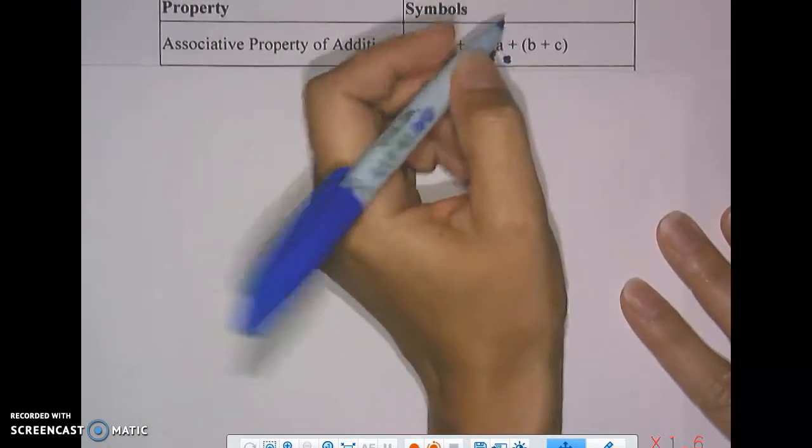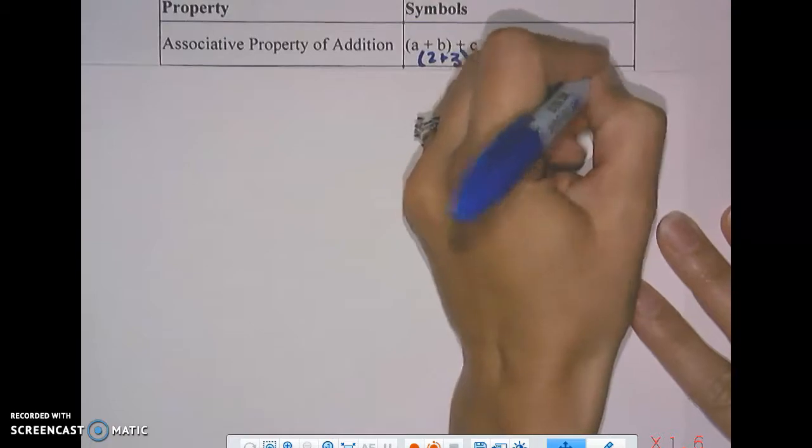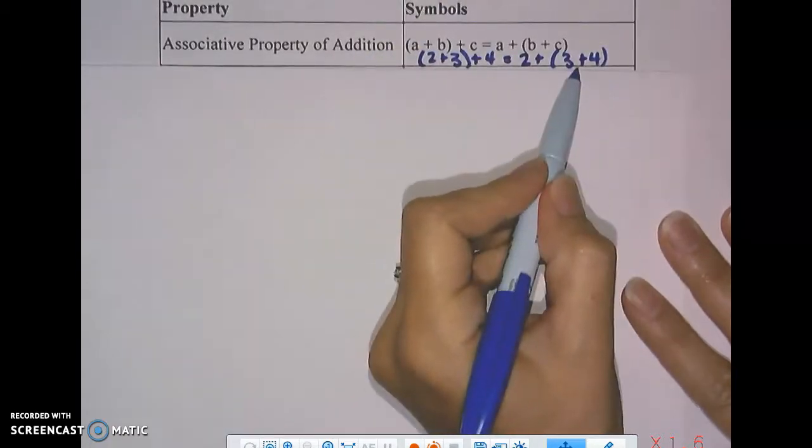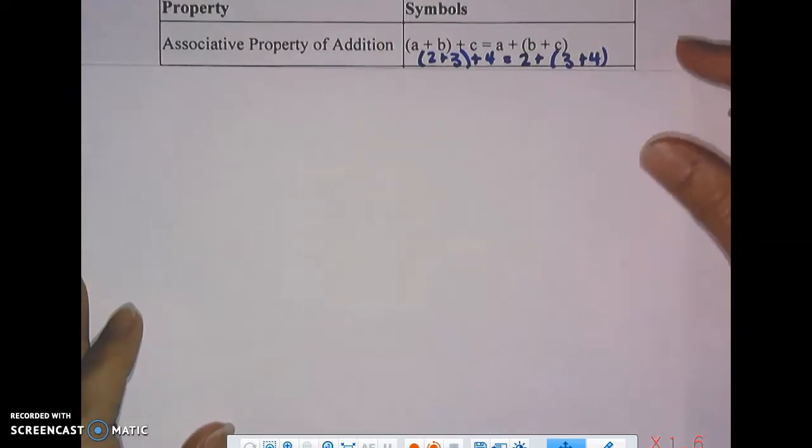That should be equal to 2 plus the quantity 3 plus 4. Well, 3 plus 4 is 7 plus 2 is 9. So that does work out. So that's the associative property of addition.